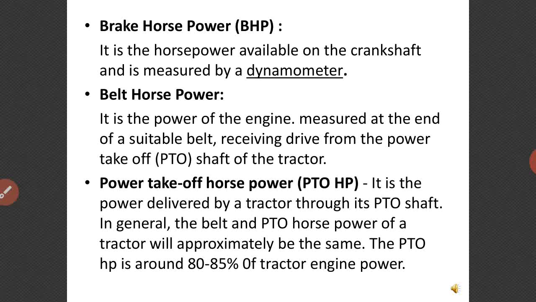takeoff (PTO) shaft of the tractor. Power takeoff horsepower (PTO HP). It is the power delivered by a tractor through its PTO shaft. In general, the belt and PTO horsepower of a tractor will approximately be the same. The PTO HP is around 80 to 85% of tractor engine power.